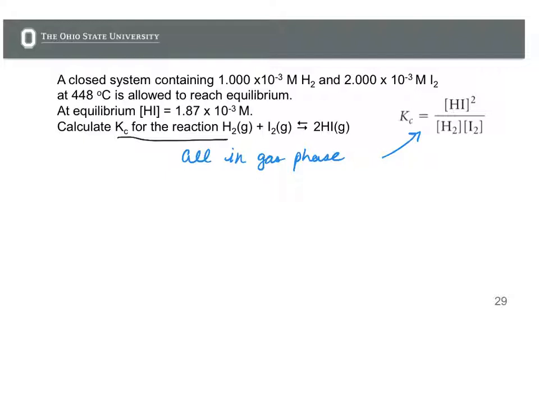So K is equal to HI squared. Again, from the stoichiometry, square that, divided by H2 times I2. Those all have stoichiometric coefficients of 1. So this is our equilibrium constant expression.